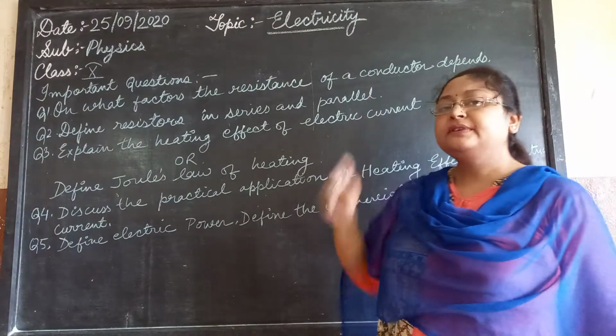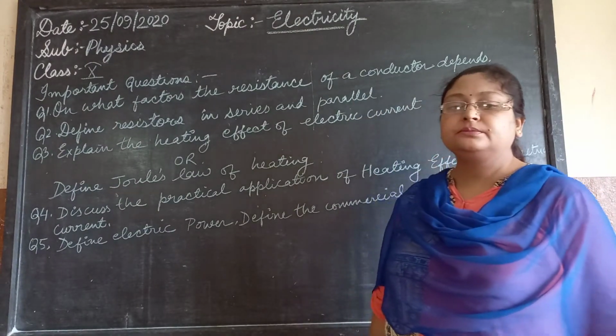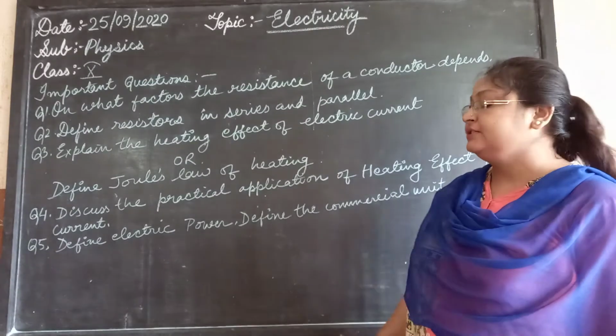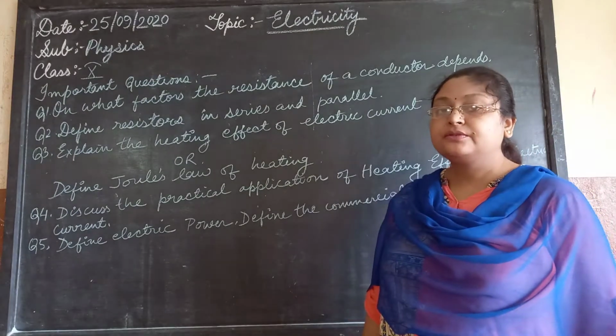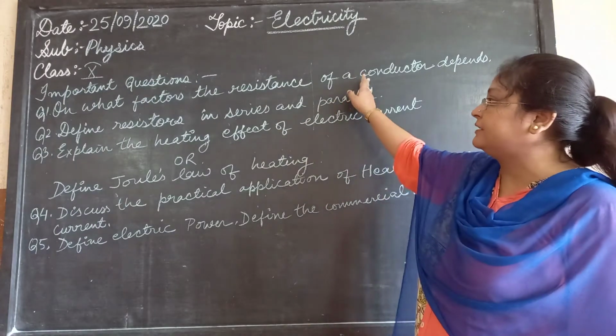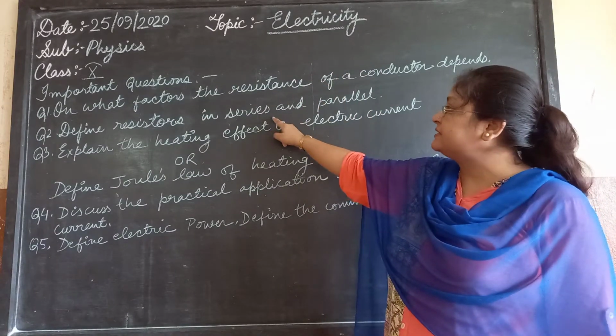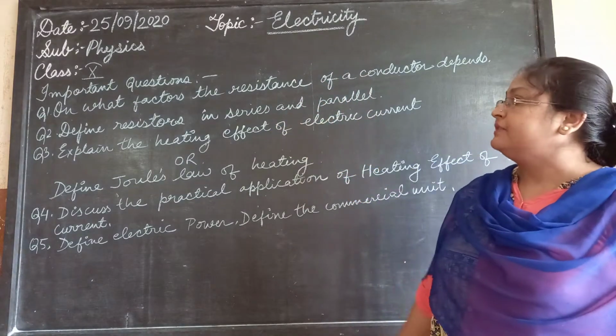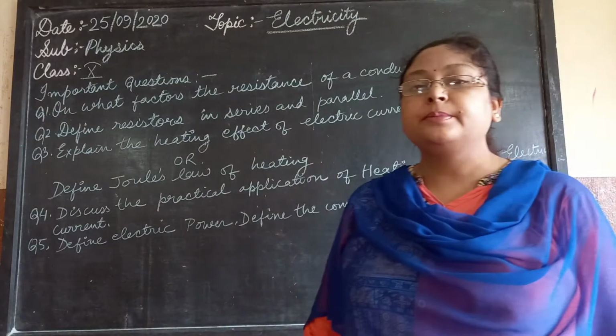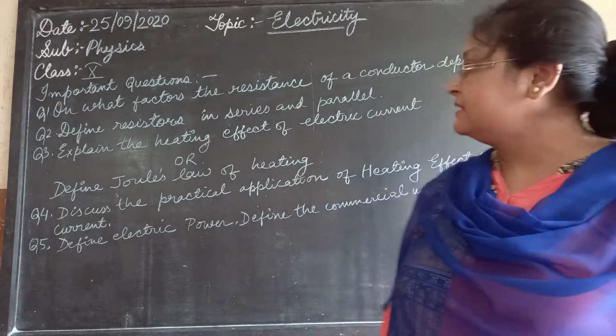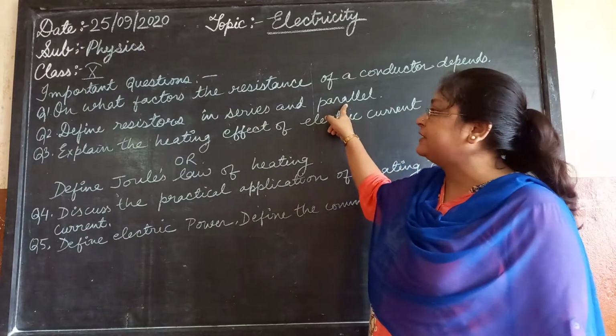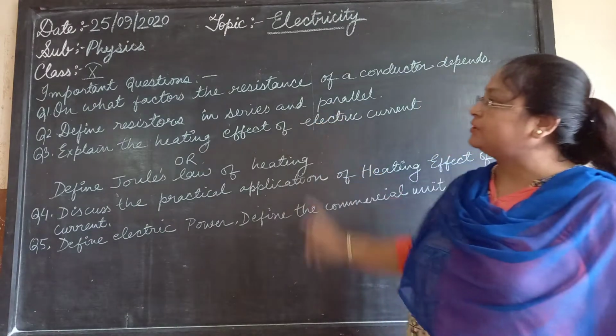So basically we have the resistance depending on the length and area of cross section of the wire and many more things that you have to write down in this particular question. Define resistance in series and in parallel. We have the different formulas for the series and the parallel, that is Rp and Rs. That particular formula with proper diagram we need to do in this particular question.